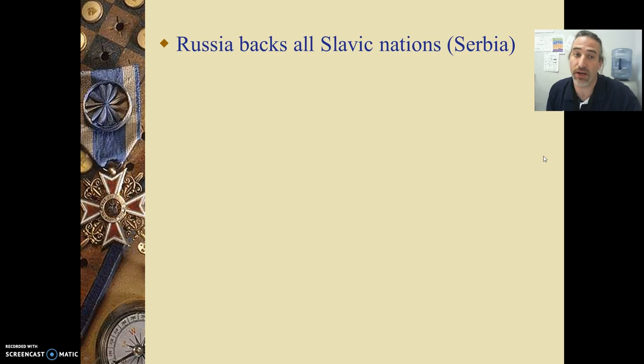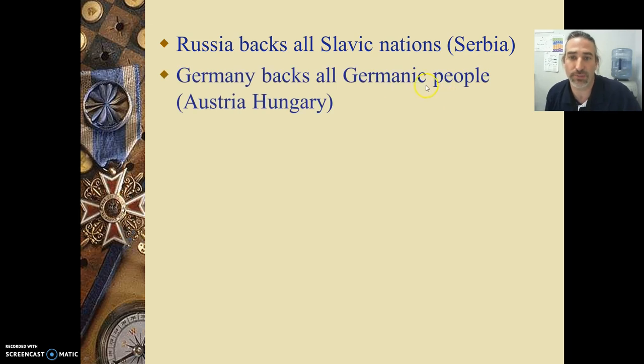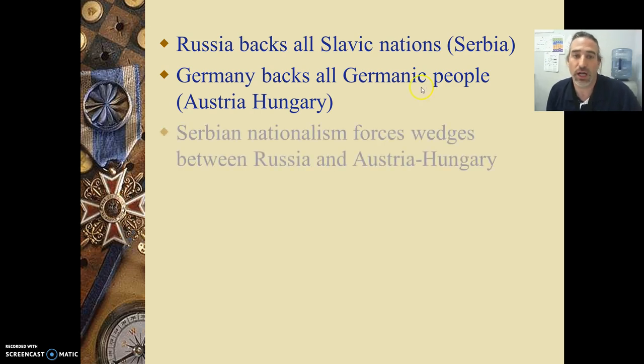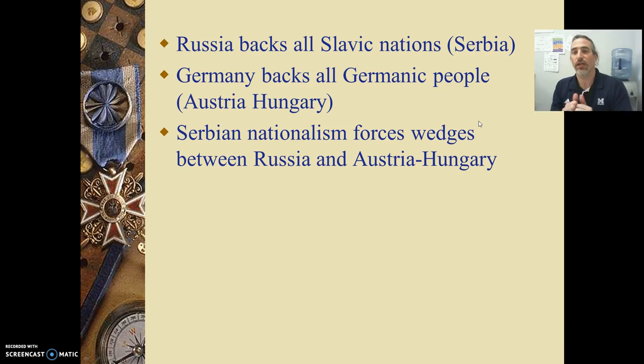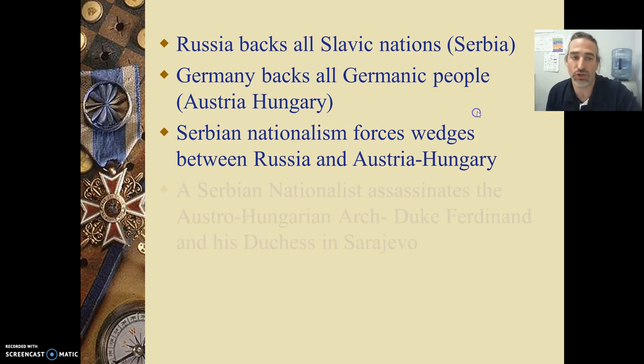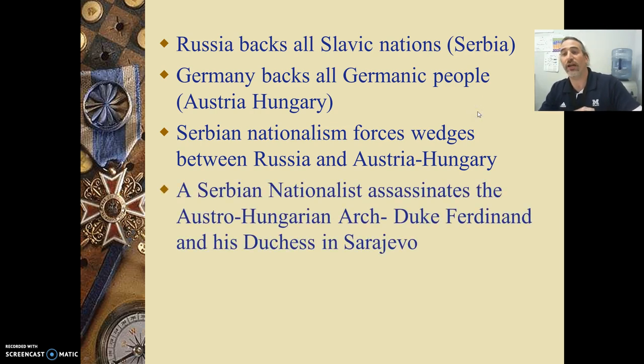And so in this area, Russia backs the Slavic nations. They want Serbia to be under Russian control, to be united with all the Slavic nations. Again, that's a nationalistic problem. Germany backs all Germanic people. Germany backs Austria-Hungary. Again, same nationalistic problem. Germans are better than everybody else. Serbian nationalists force wedges between Russia and Austria-Hungary. So Serbia, which is controlled by Austria-Hungary but backed by Russia, is going to kind of cause this problem between Russia and Austria-Hungary.